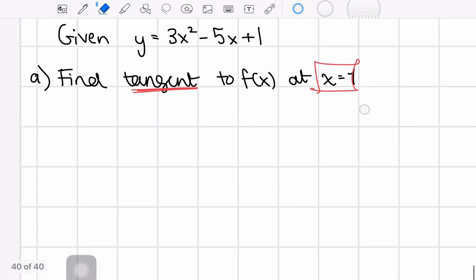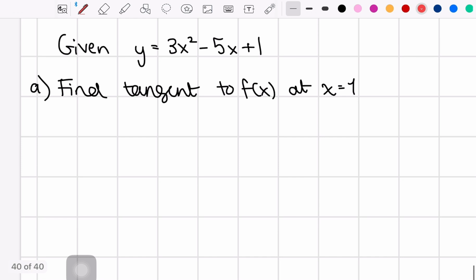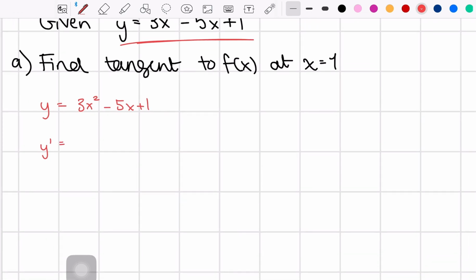Now, let us start. Diving in, we're going to start with our line. We're going to rewrite it over here: y equals 3x squared minus 5x plus 1. Now, what we're going to do is find the derivative of this. Why? So we can find the slope at x is equal to 1. So we want to see what the slope of the tangent looks like.